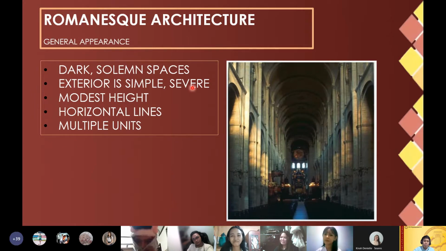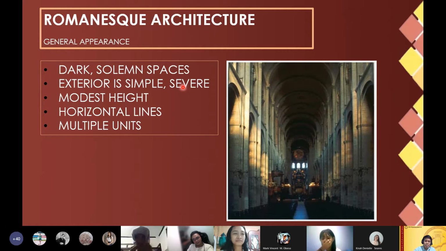Severe here means very plain in style or appearance. So if unsay form, building form niya, gamit siya mga arches, repetitive ang iyang design, and so on and so forth. Modest in terms of height. So it's not the same during the Byzantine nga ganahan sila magpataas. This time around, if unsay ilang need nga height for that building, they've done it.